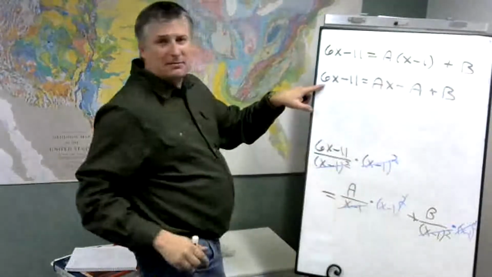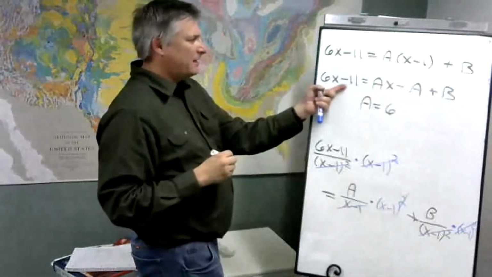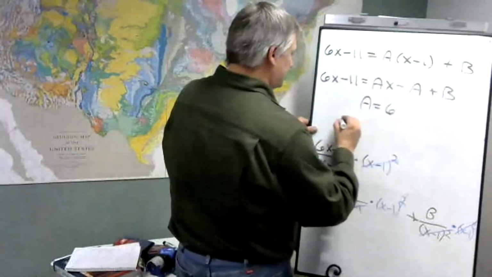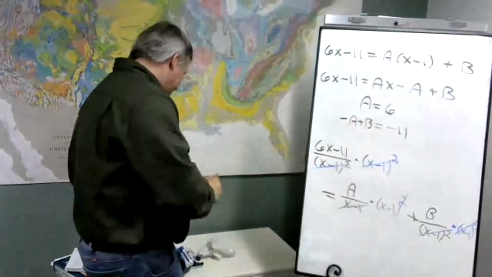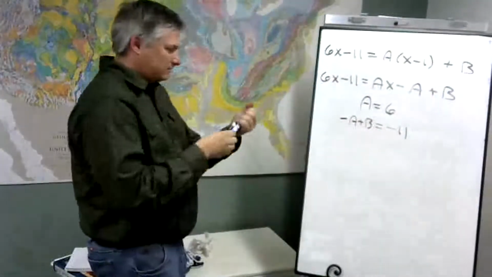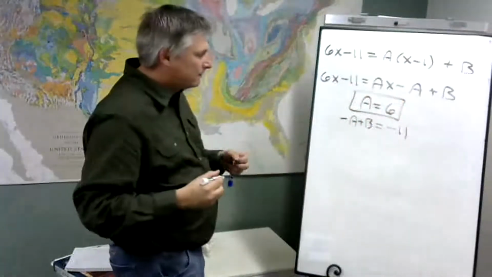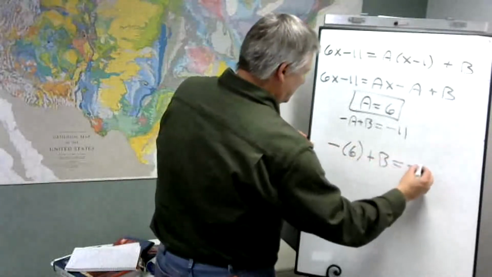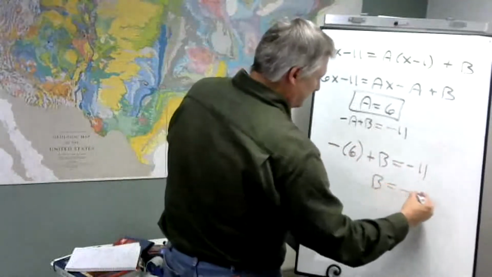The x term has to match the x term, so that means A has got to equal 6. Then negative 11, this is the constant term, has to equal the constant expression. So negative A plus B is negative 11. Well, we've got A already. That just popped right out. So that's great. So that means negative 6 plus B equals negative 11. Add 6 to both sides. B will be negative 5.